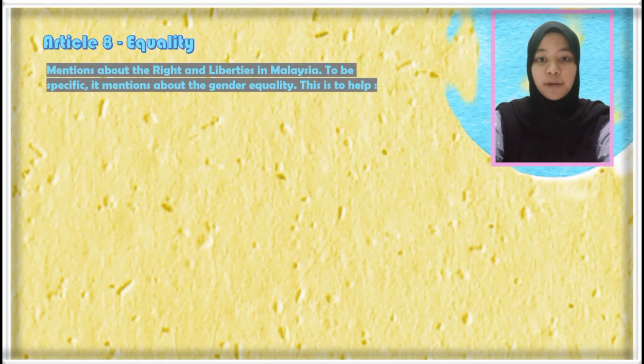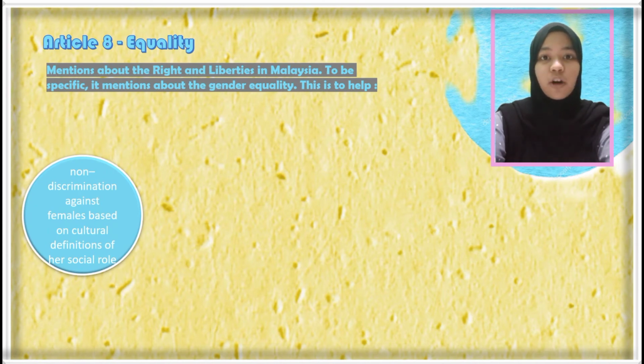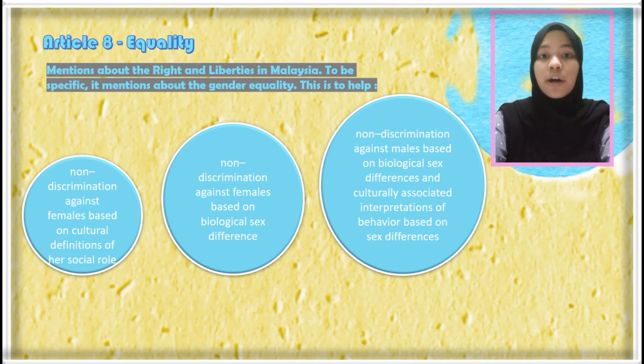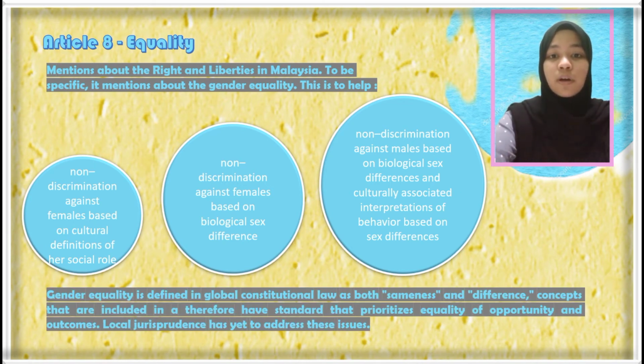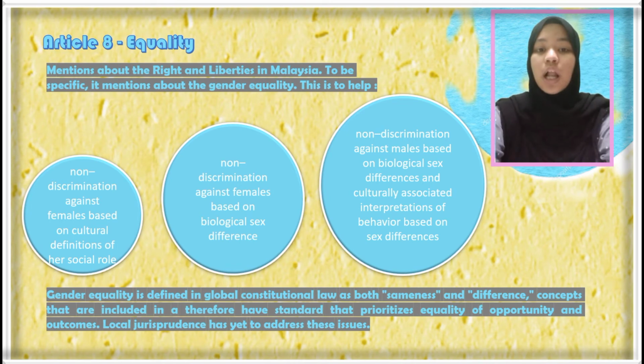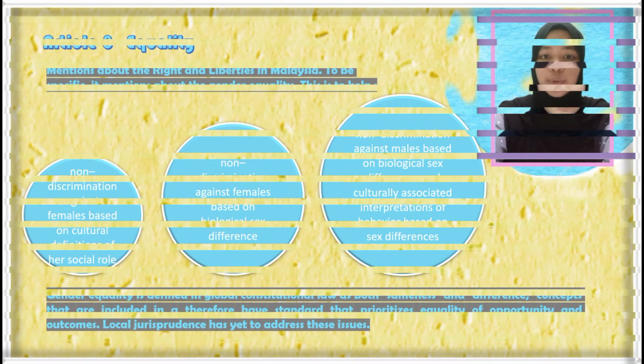Article 8, Equality. Article 8 mentions the right and liberty in Malaysia. To be specific, it mentions gender equality. This is to help ensure non-discrimination against females based on cultural definition of their social role, non-discrimination against females based on biological sex difference, non-discrimination against males based on biological sex difference, and culturally associated interpretation of behavior based on sex difference. Gender equality is defined in global constitutional law as both sameness and difference. Concepts included have standards that prioritize equality of opportunity and outcomes. Local jurisprudence has yet to address this issue.